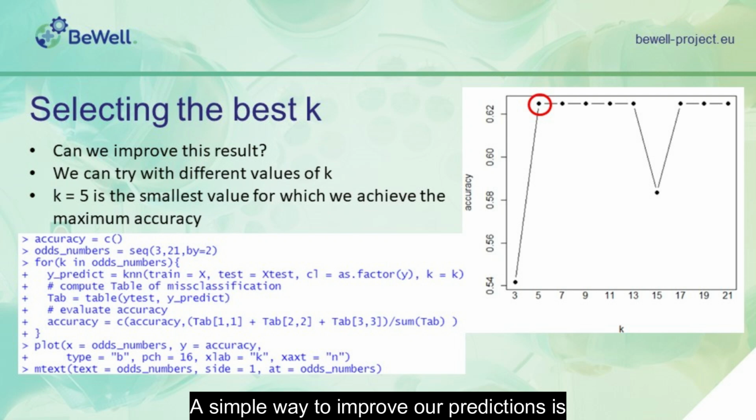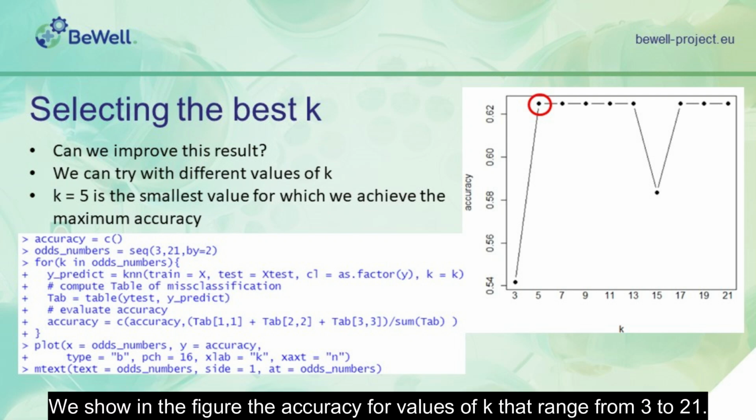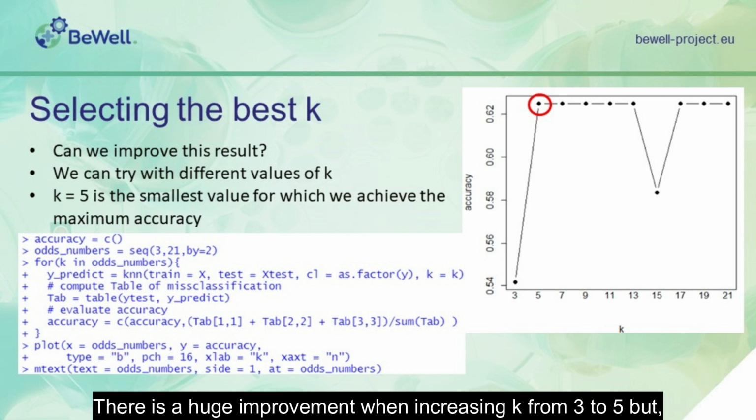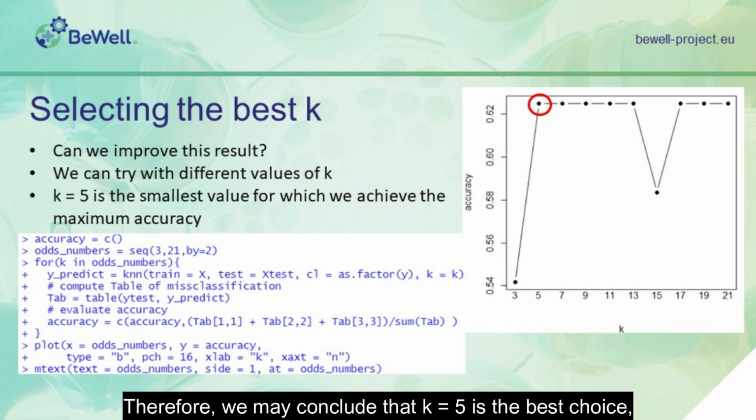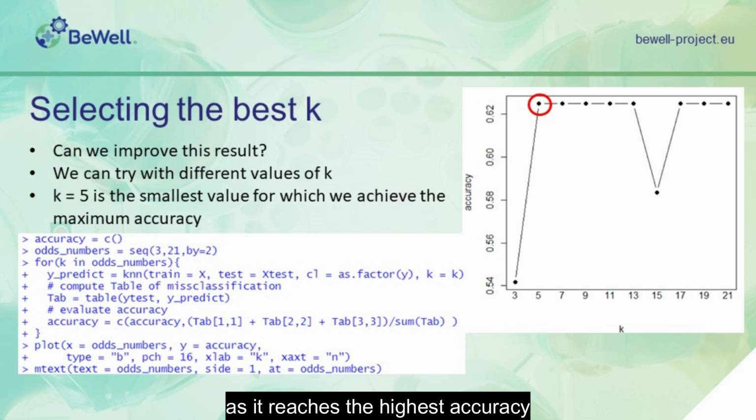A simple way to improve our predictions is to fit the model with different values of k. We show in the figure the accuracy for values of k that range from 3 to 21. There is a huge improvement when increasing k from 3 to 5, but for higher values, the accuracy stabilizes on the same value. Therefore, we may conclude that k equals 5 is the best choice, as it reaches the highest accuracy without relying on a too complicated model.